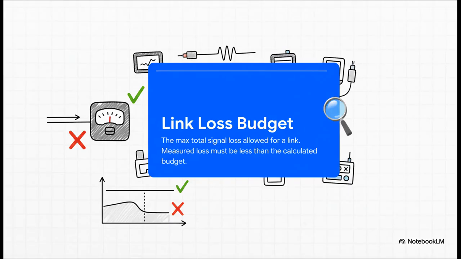And that final test, it's graded against something called the link loss budget. This is a number that was calculated way back in the design phase. It's the absolute maximum amount of signal that can be lost for the system to still work correctly. If that final measurement from the field is even a tiny fraction higher than this budget, the entire link fails. It's a simple pass-fail grade for the whole multi-million-dollar project.